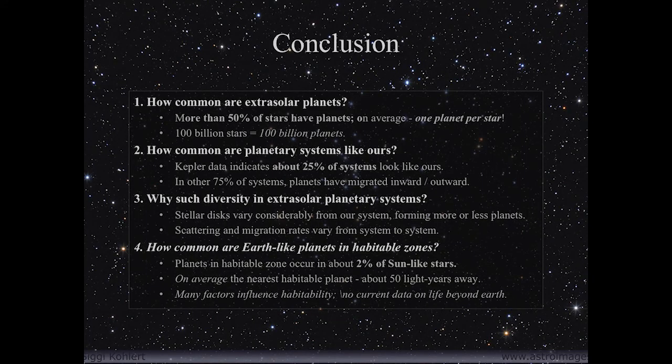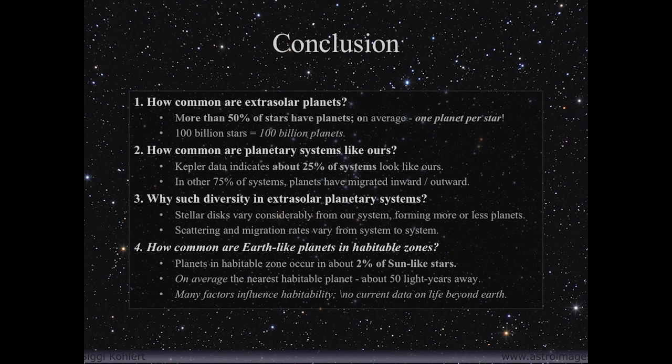So let's wrap it up with a nice summary, a conclusion. How common are they? We saw that probably half of all stars have at least one planet. Many have more than that. So that's one significant fact. And so if you have 100 billion stars in the Milky Way that are at least somewhat similar to the Sun, you probably have 100 billion planets out there.